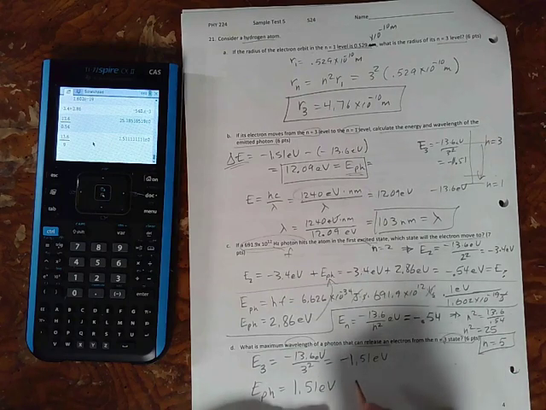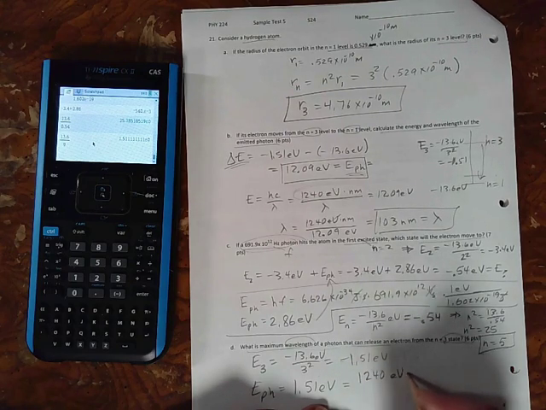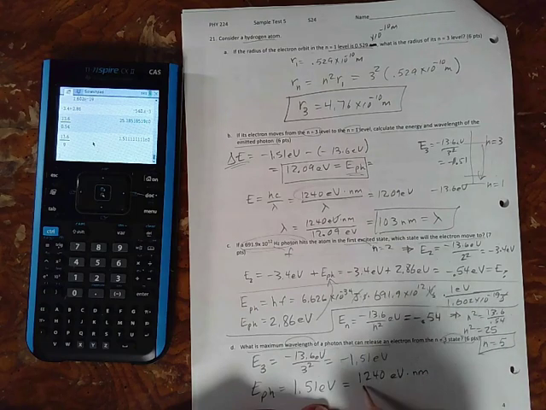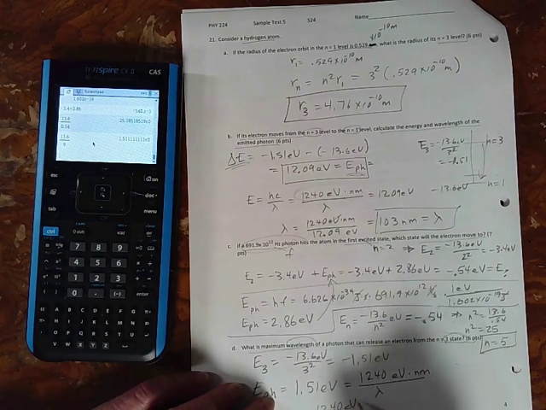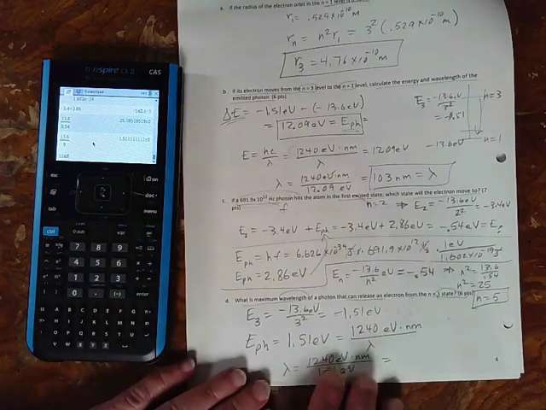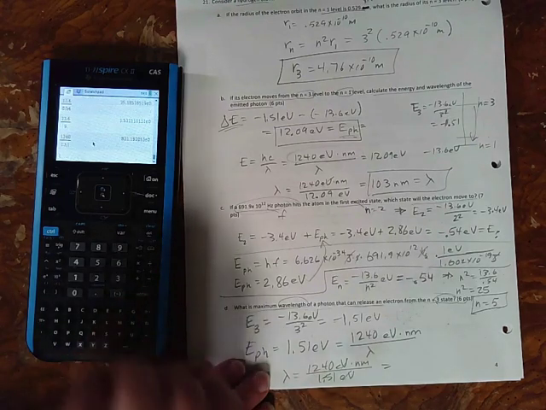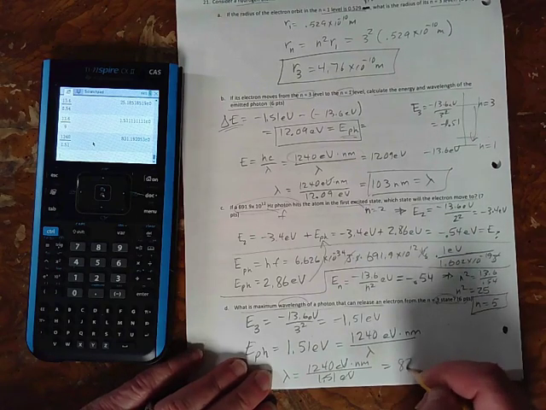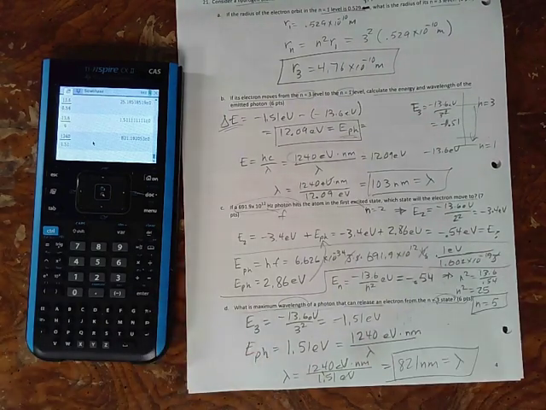So that equals, we can use our 1240 eV nanometers, or hc over lambda, so 1240 eV nanometers over lambda. So lambda equals 1240 eV nanometers over 1.51 eV. The eVs cancel, we get nanometers. 1240 divided by 1.51 is 821 nanometers. All right. Good.